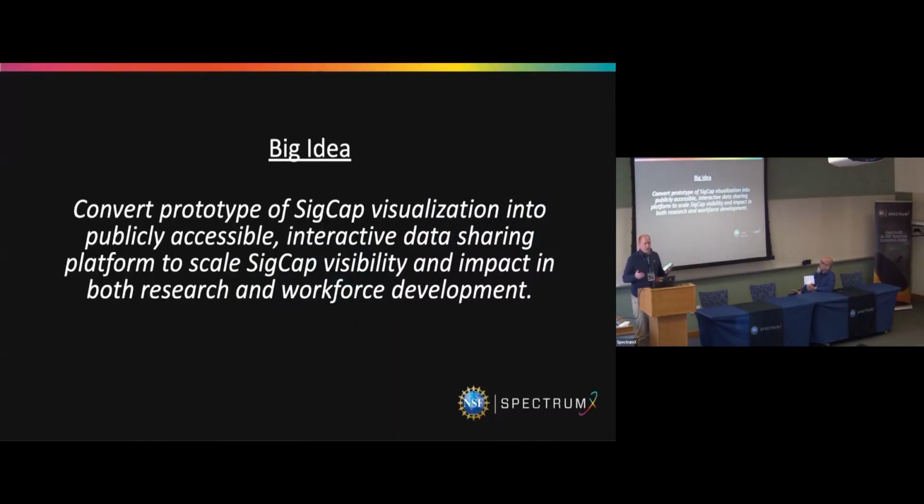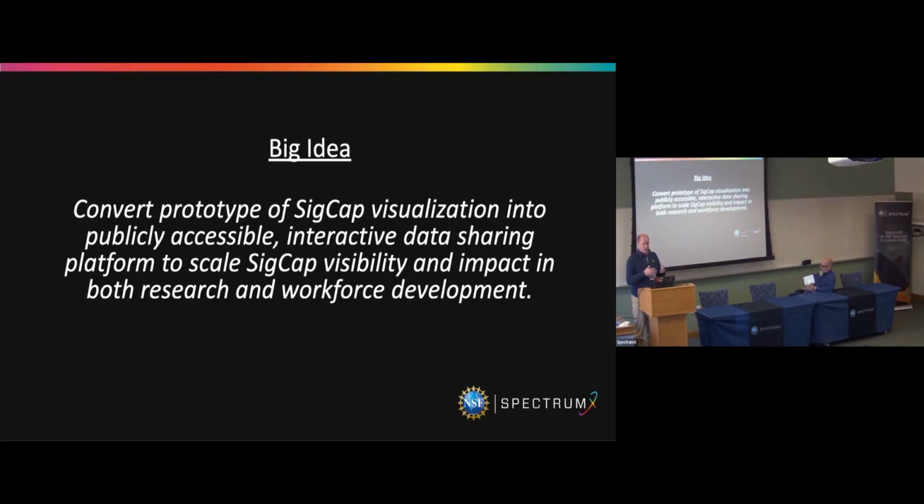So here's the big idea. We wanted to convert a prototype that Mohammed had written that would take this SIGCAP data, that's just time series data about signal strength and using all the antennas in the cellular device to be able to map that. And we wanted to take a prototype that was working on his local machine that he had developed and provide it kind of to the world. So convert a prototype of the SIGCAP visualization into a publicly accessible, interactive data sharing platform to scale SIGCAP visibility and impact in both research and broadening participation workforce development contexts.